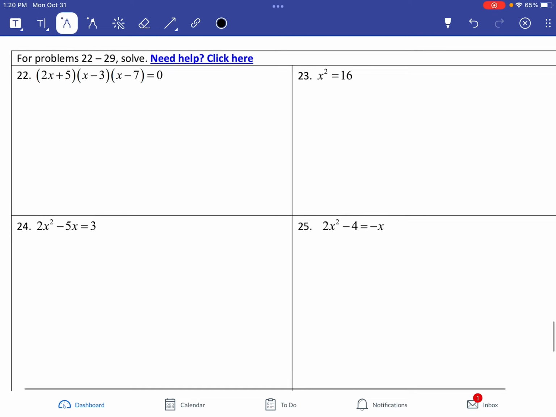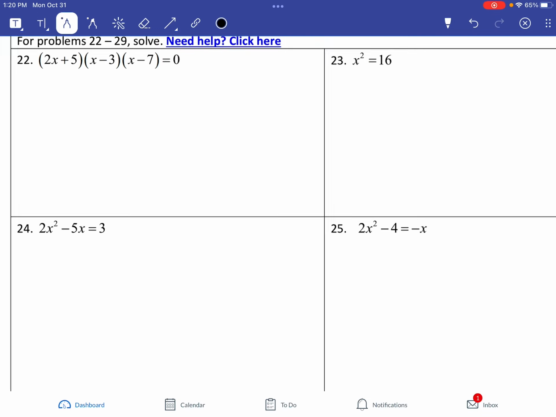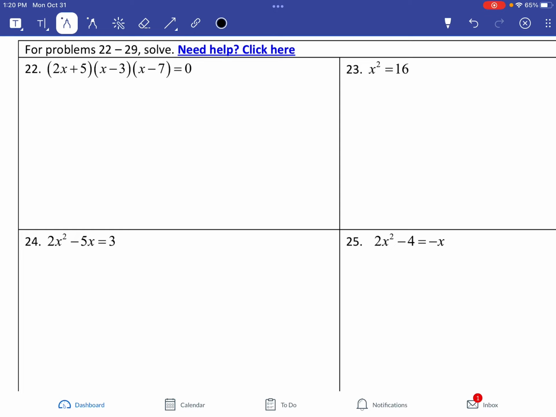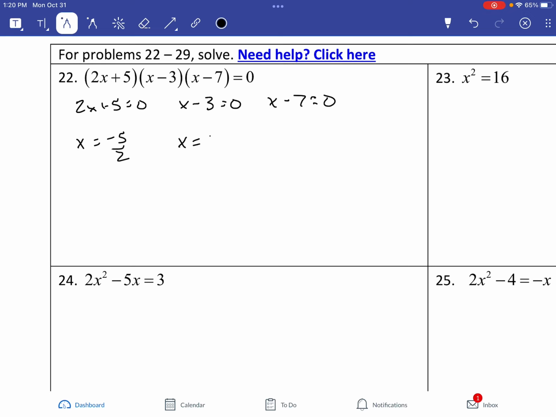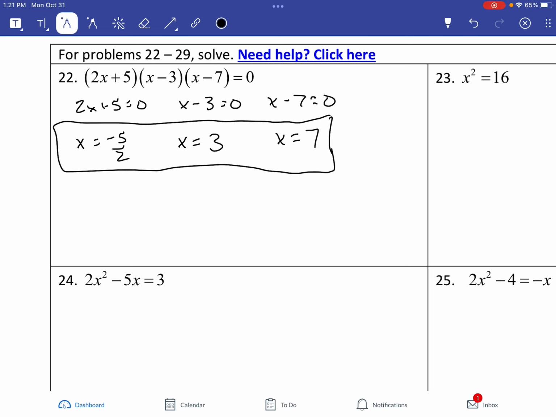Solving. Oh, good. More quadratics. Okay. So in this case, you don't need to multiply these together. Please don't, in fact. It's already been factored for you. Just take each individual piece and set it equal to 0. X will equal negative 5 over 2. X will equal 3. X will equal 7. Please don't multiply those things together if you're supposed to solve them.